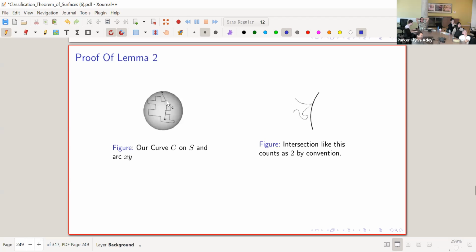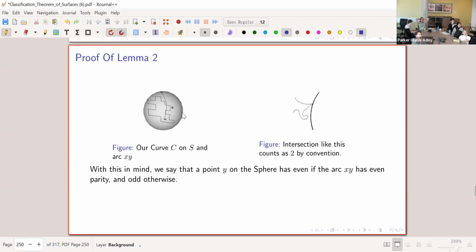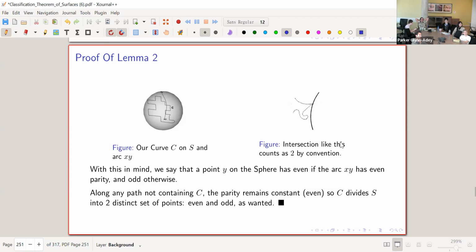So we'll have any point Y connected to X. X is here, and we'll call that the North Pole. Then given how many times a great circle arc has to intersect this curve, we'll either say it has even parity or odd parity. And we'll use this convention for this kind of intersection.